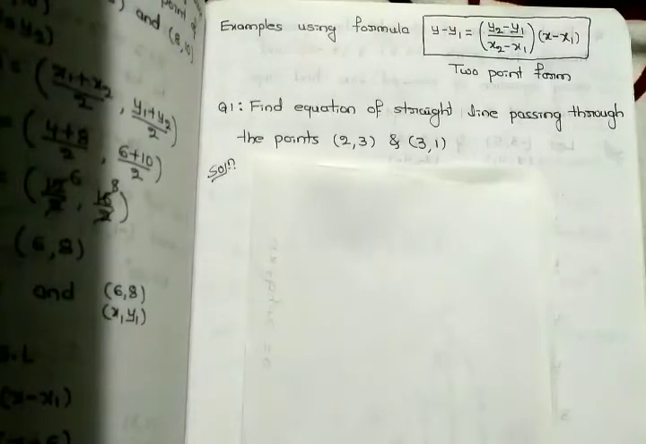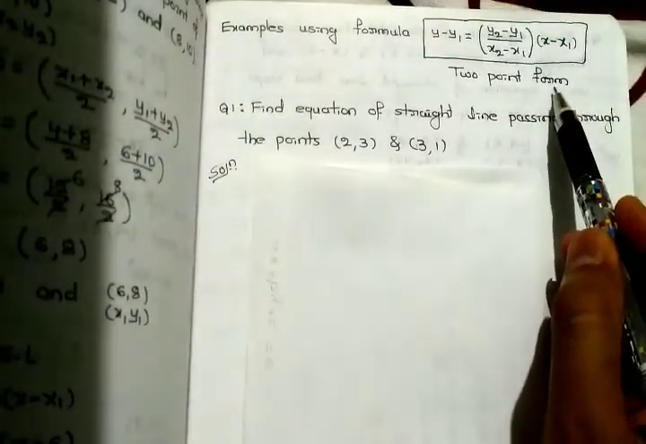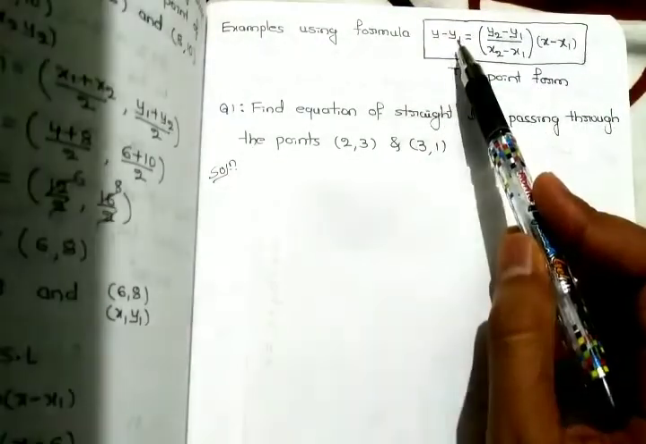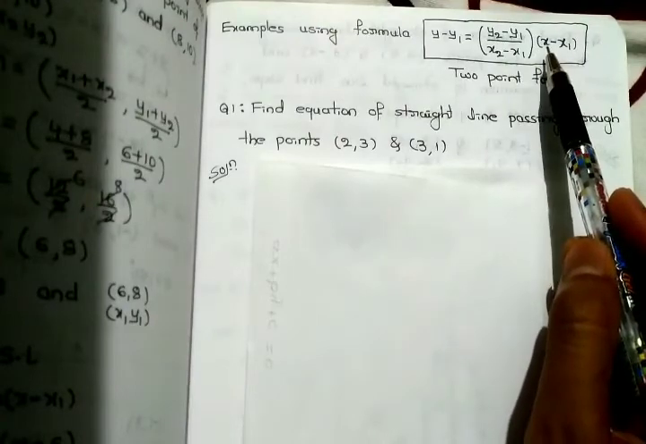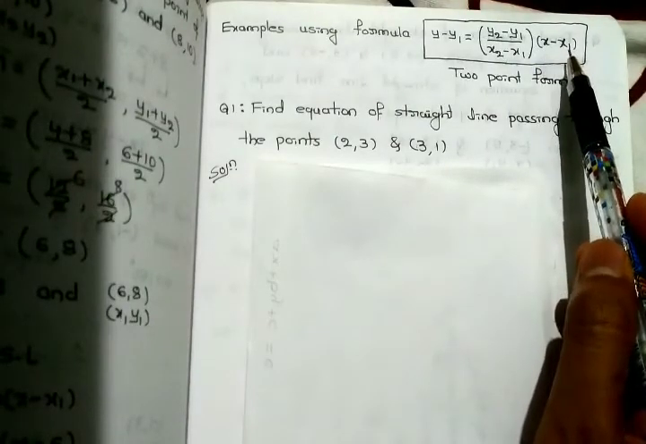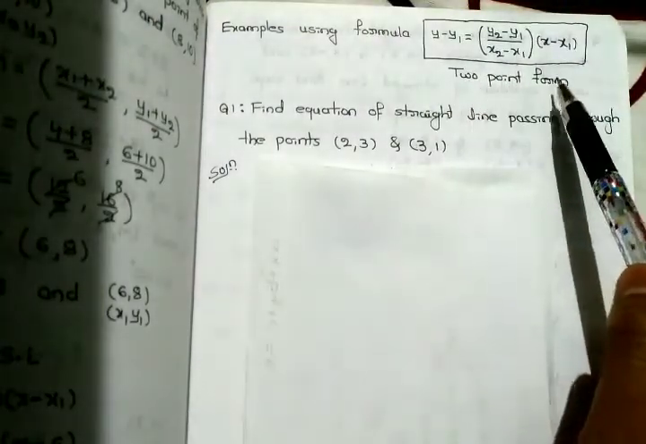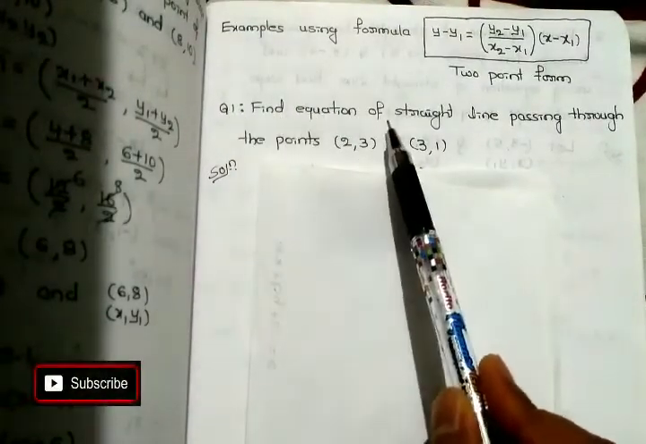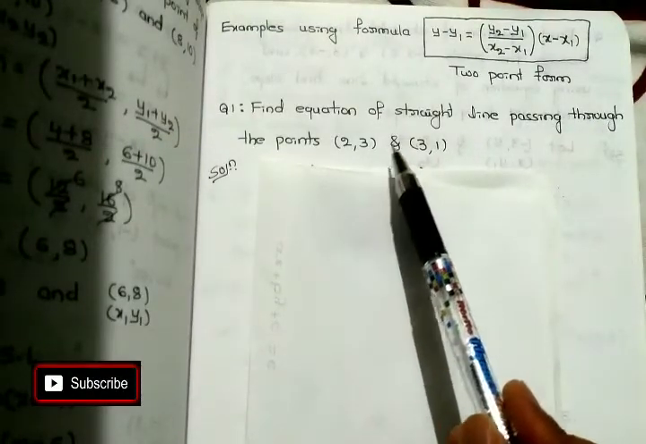Hello everyone, in this video we will discuss 2-point form examples. Okay, so the 2-point form formula is y minus y1 is equal to (y2 minus y1) upon (x2 minus x1) into bracket x minus x1. So now we are going to solve examples using the 2-point form. Question number 1. Find the equation of the straight line passing through the points (2, 3) and (3, 1).